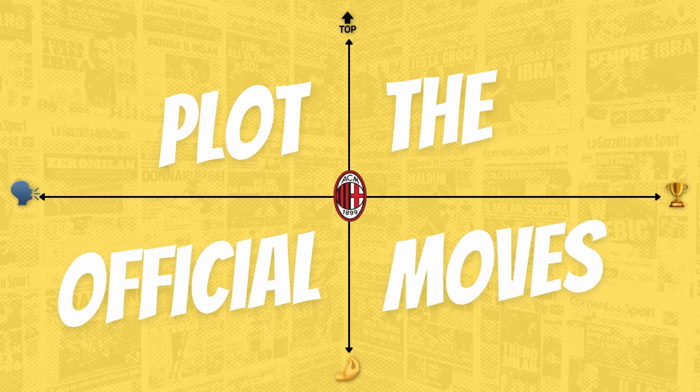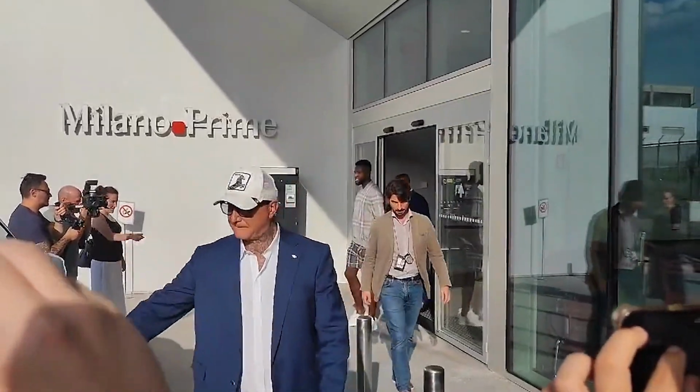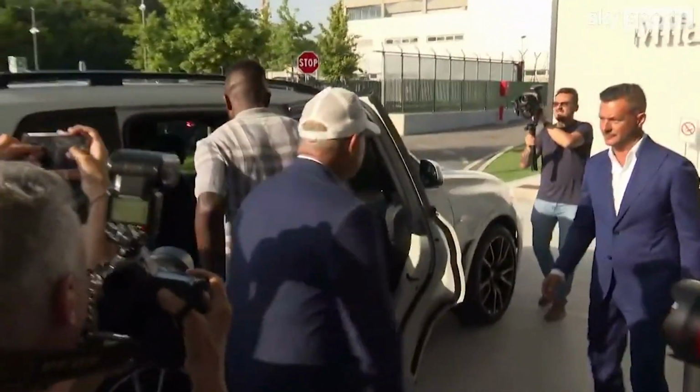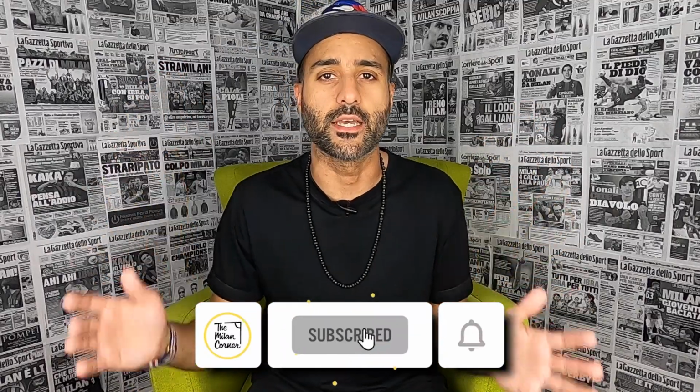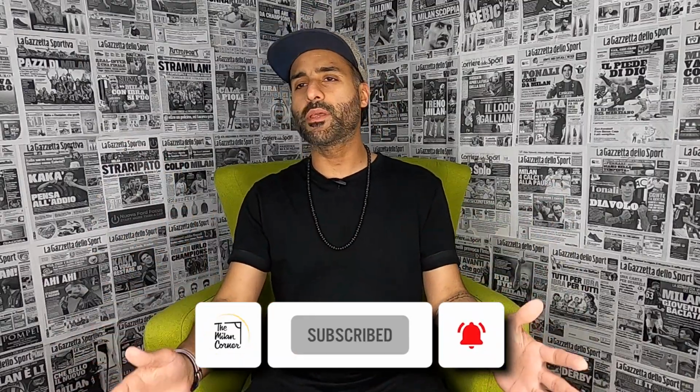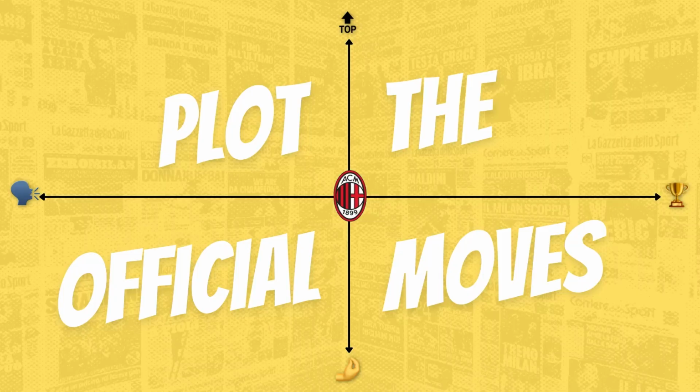Plot the Official Moves. So kicking this off with Divock Origi's arrival in Milan, guys, we saw him pretty much exit the airport. We saw him then sit in his car. We then saw him get out of his car at the hotel, guys. Is it really important to turn this whole thing into TMZ? Can we just let the guy come to Milan in peace? But how important, how good is this move of Origi to Milan? So let's figure that out in a new segment I like to call Plot the Official Moves.